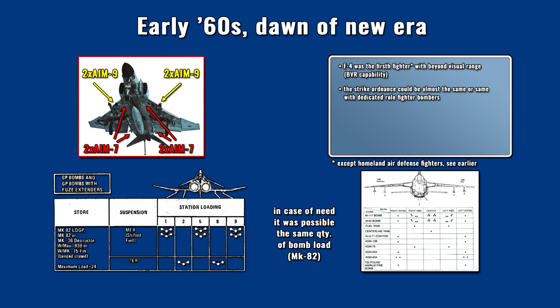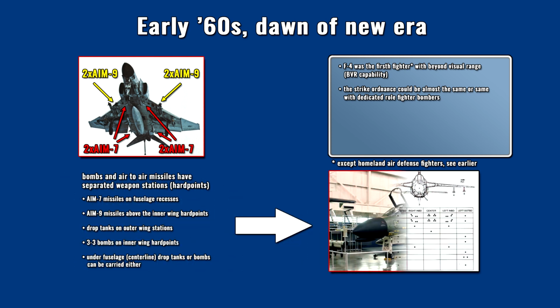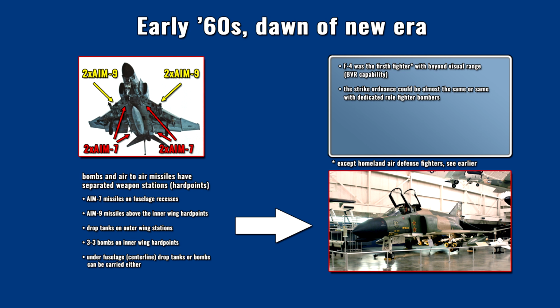Until then, this feature was exclusive to dedicated strike planes like the F-105 in the Air Force or the A-6 Intruder in the US Navy. In addition, the F-4 was able to carry the full air-to-air armament besides the bomb load. Of course, loaded with lots of bombs and heavy missiles, its range was smaller than the other two mentioned dedicated strike planes, because bombs were carried instead of drop tanks below the fuselage or at the outer wing hardpoints.